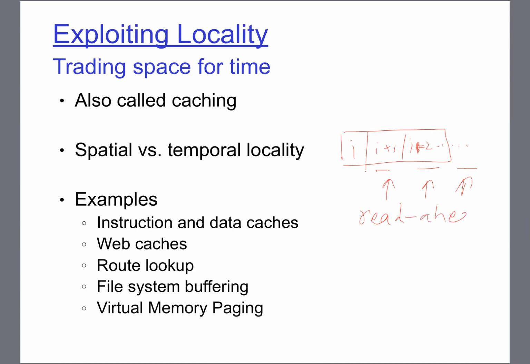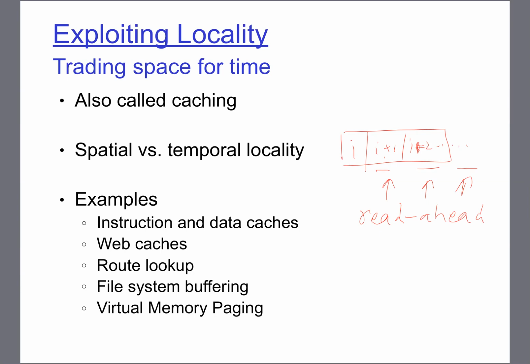Right? So by the time your process goes ahead and requests block I+1, I+1 may already be in the file system cache. So you will save time reading from the disk. Okay. So this is spatial locality, right? We are exploiting locality in the dimension of space.